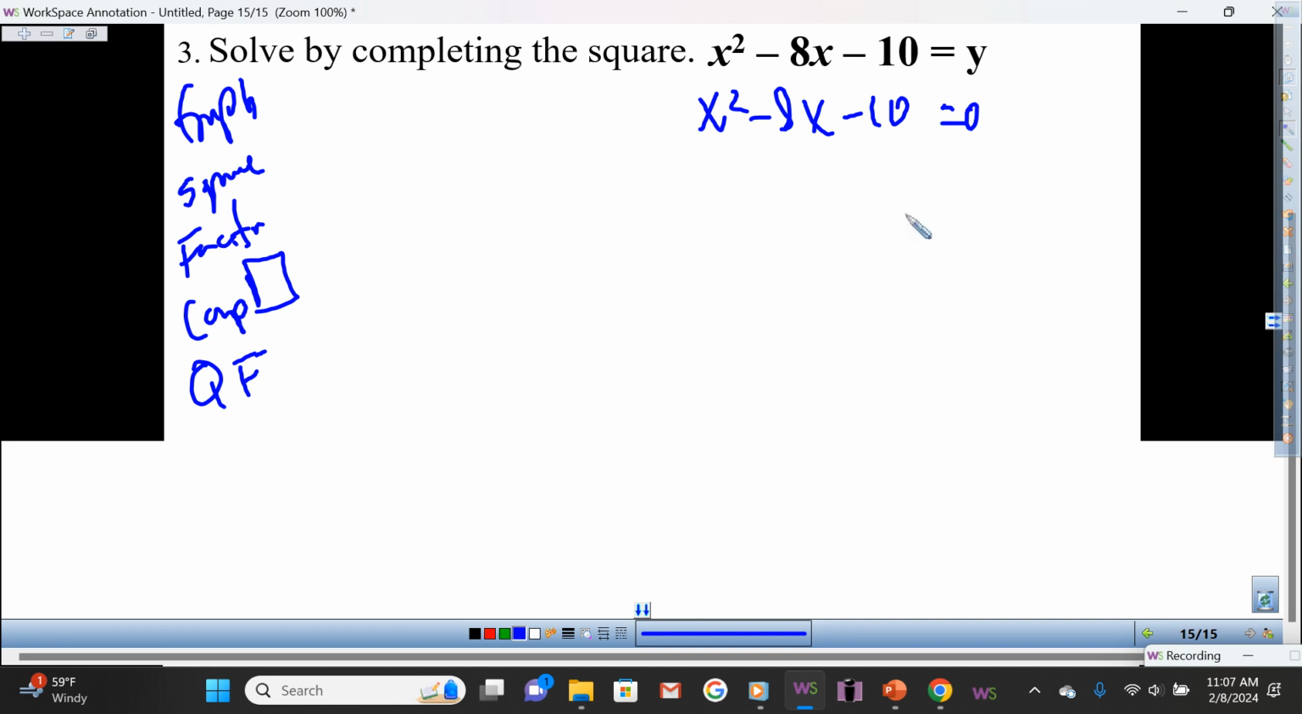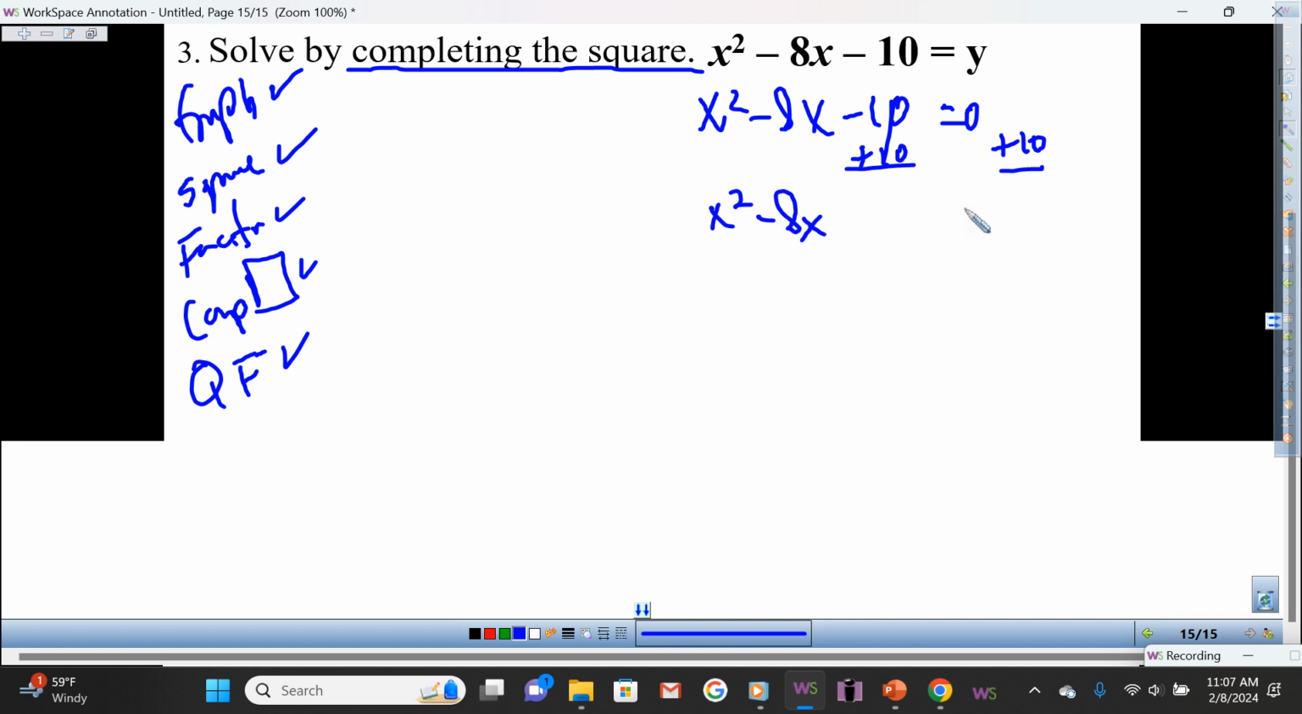Okay, pass to someone. Maya A, which method do you want to use to solve this one? Graphing, square root, factoring, completing the square, or quadratic formula? Square roots? Okay, let's try square roots. Here we go. Oh, wait. It says by completing the square. What? All right, so help me out. Maya, what do I do from there? Add 10 to both sides. All right, that leaves us with x squared minus 8x, empty space, equals 10.